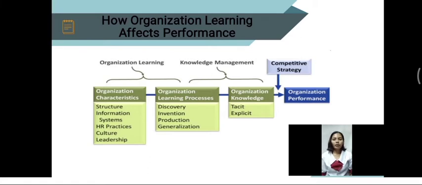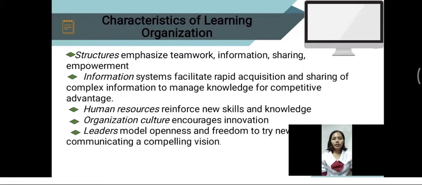The connection between organizational learning and knowledge management is that it addresses how the organization can be molded to promote effective learning processes and how it can be improved for the organizational learning intervention. There are different characteristics of learning organizations, namely structures, information systems, human resources, organization culture, and leaders' model.